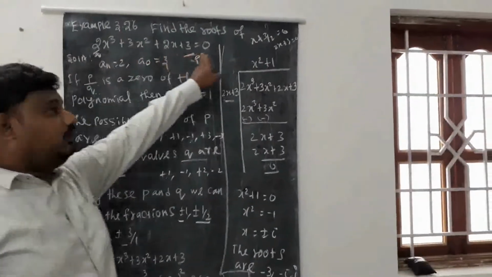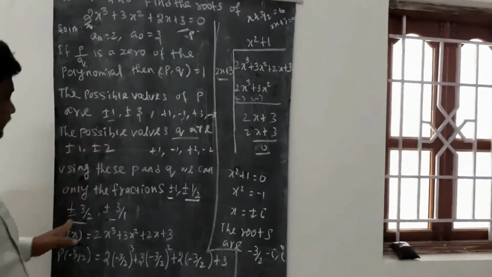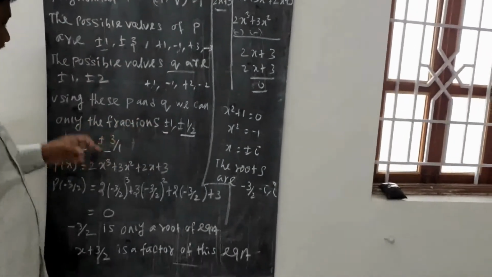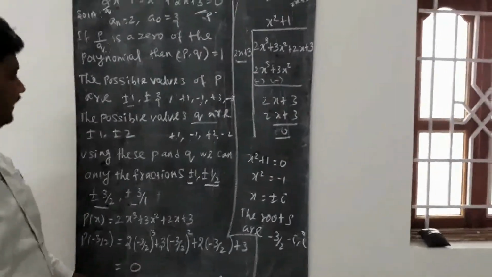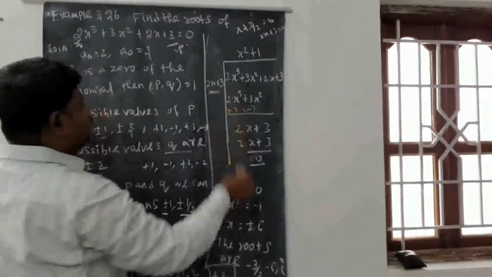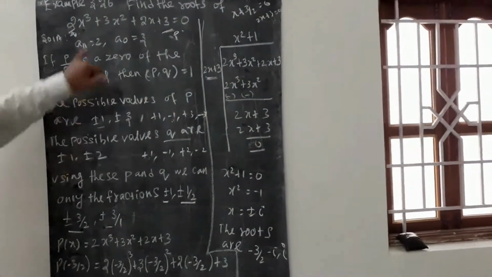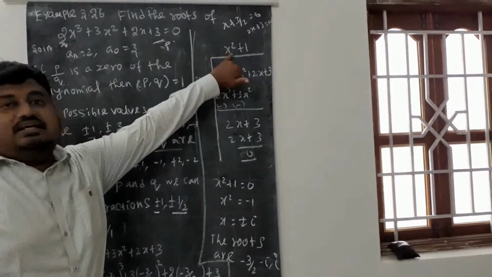Here we want to find all the roots, so all 3 roots. Using the rational root theorem, I find the possibilities, and after that I find the exact solution, which is minus 3 by 2. So using minus 3 by 2, the factor is x plus 3 by 2. Simplifying, we get 2x plus 3 is a factor. If we divide this polynomial by this factor, we can get the quadratic equation.